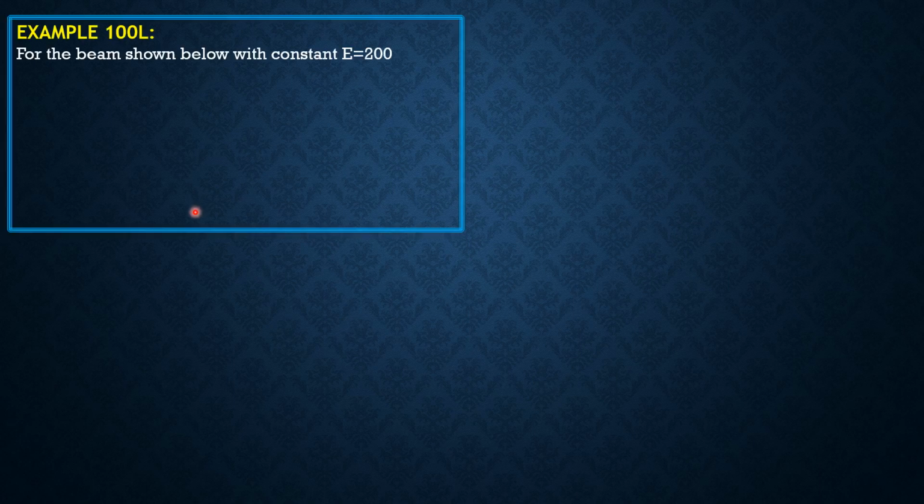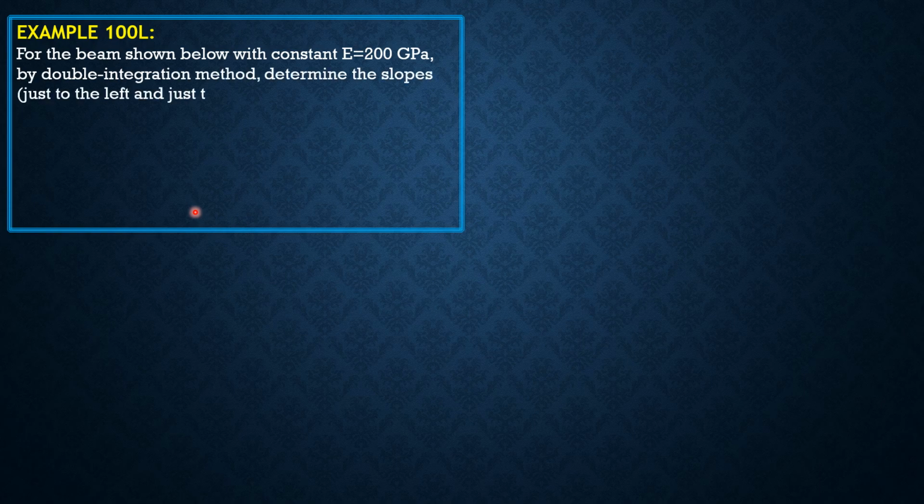For the beam shown below with constant E 200 gigapascals, by the double integration method, determine the slopes just to the left and just to the right and the deflection at B.